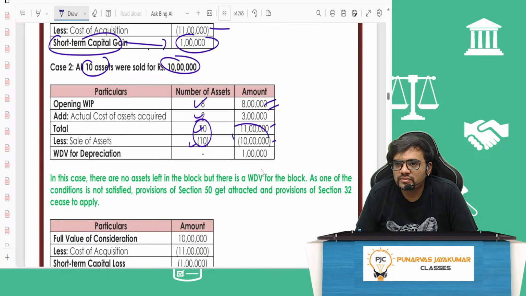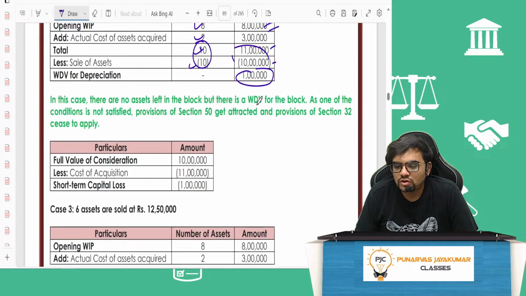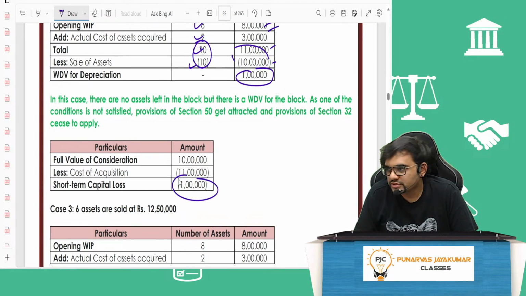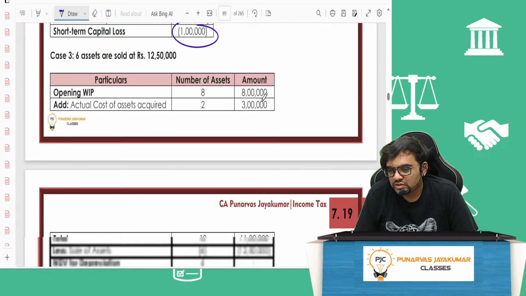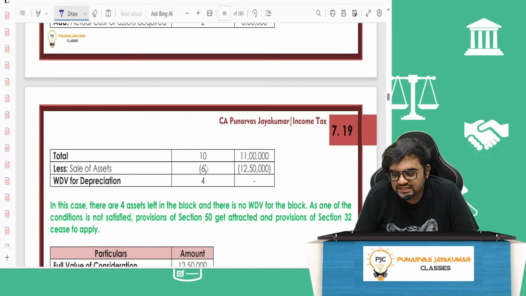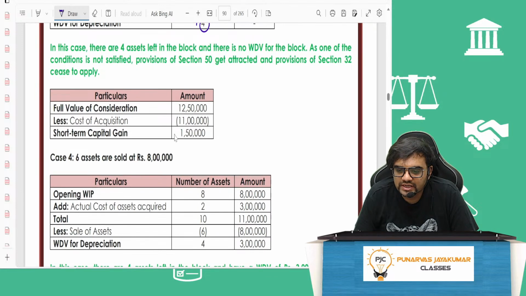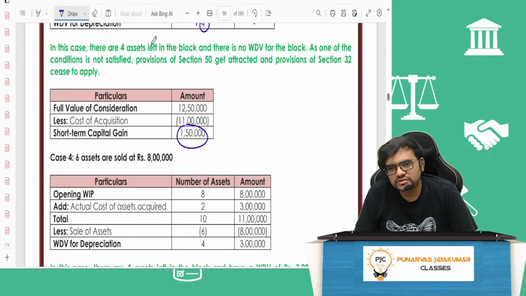Still, can I have WDV? No. So this 1 lakh will be what? Loss, short-term capital loss. On the other hand, only 6 assets were sold, but they were sold for 12 lakh 50,000. Here assets are remaining, but value only is not there. Here also capital gain will be 1 lakh 50,000.